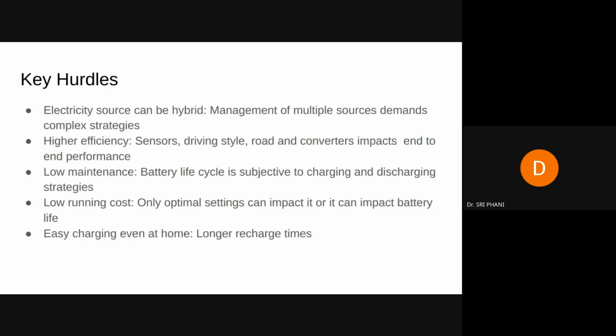You cannot easily say, like you did with your conventional petrol vehicle, okay, I have 70% SOC, so I can go up to 100 kilometers. You cannot say it that straightforwardly. And the second is higher efficiency.